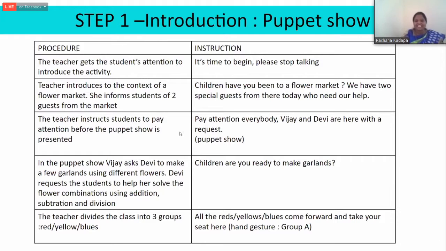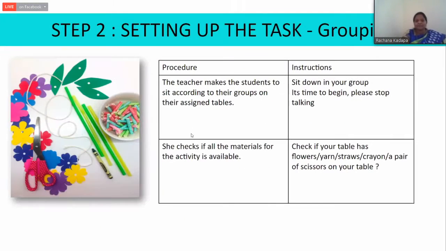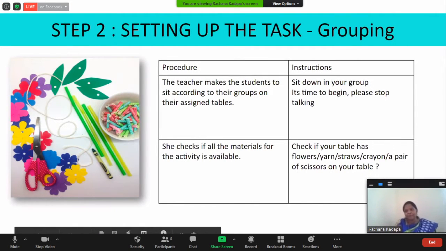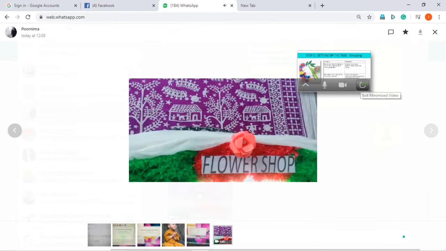The teacher divides the class into 3 groups, reds, yellows, and blues. All the yellows come here, all the reds sit here, and then take your seat. So a teacher must use hand gestures for grouping. And then here we'll have a video or PPT, the puppet show. That's completed, ma'am. Step 2.